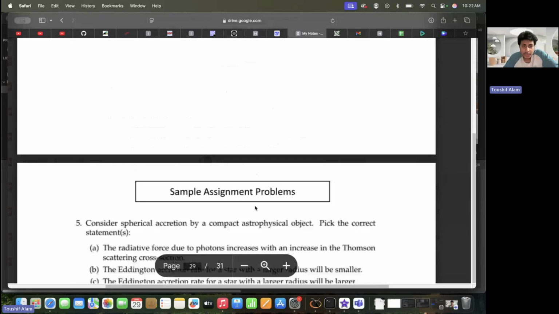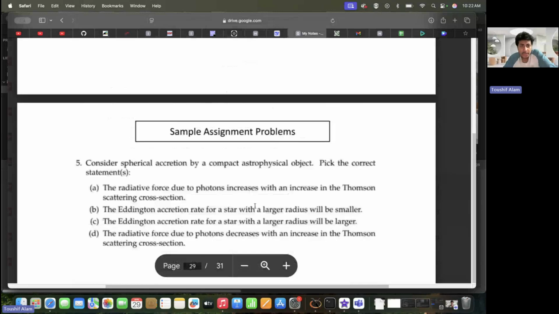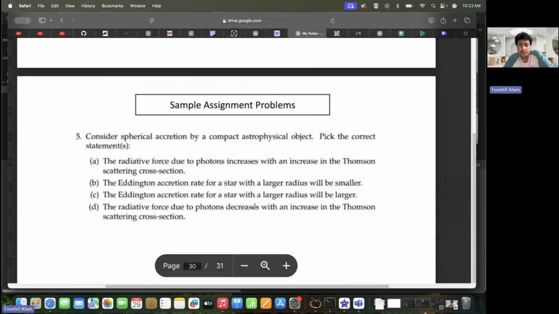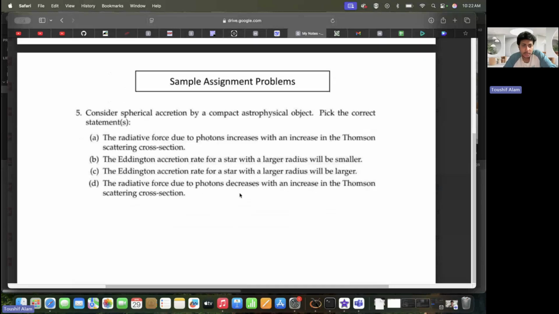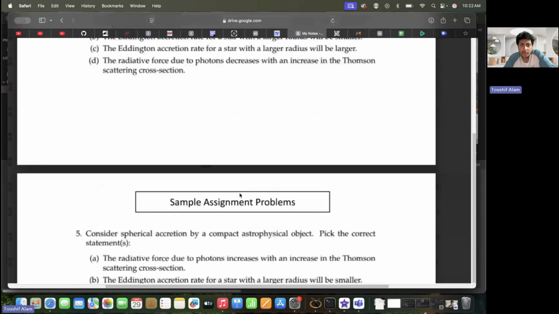Next question: consider spherical accretion by a compact astrophysical object. Pick the correct statement. The radiative force due to photons increases with an increase in the Thomson scattering cross section. The interaction rate for a star with a larger radius will be smaller. For a star, the larger radius will be larger. The radiative force due to photons decreases with an increase in the Thomson scattering cross section. So two of them will be correct: the force due to photons increases with the Thomson scattering.